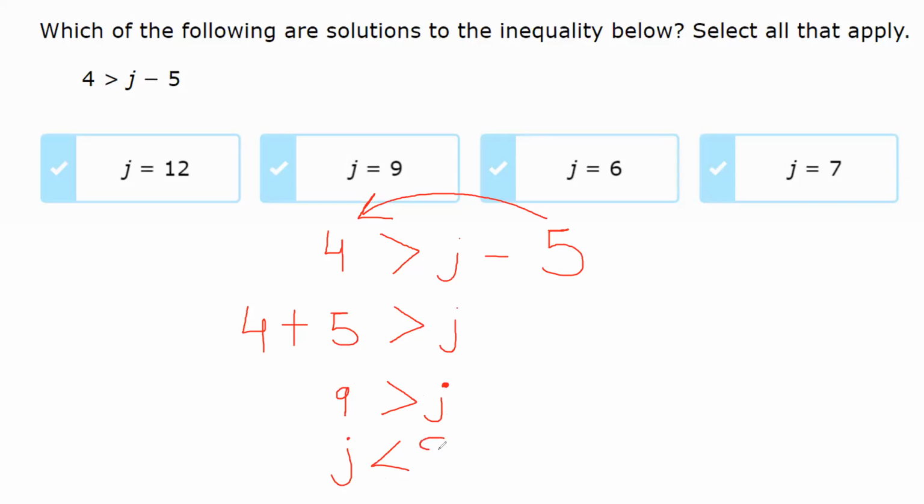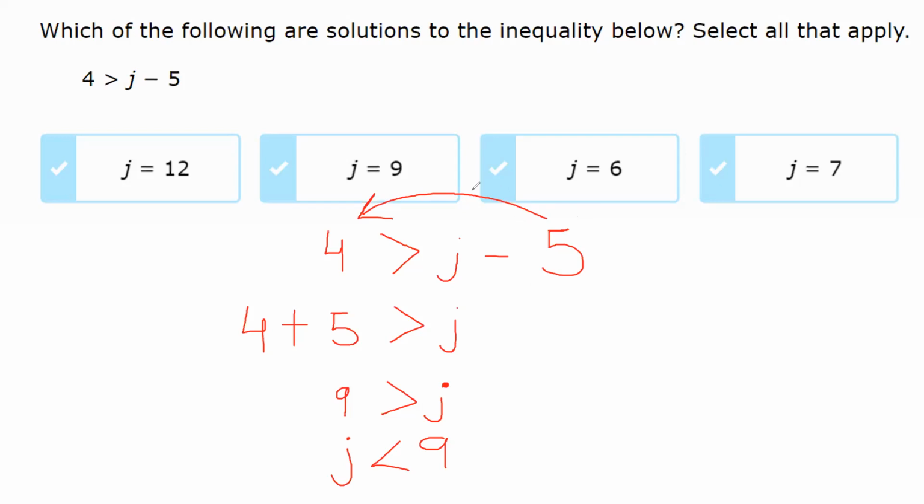And so that's how we solve an inequality, sort of like an equation. So let me repeat myself. We have 4 is greater than j minus 5. What are we going to do with the minus 5? We're going to what?